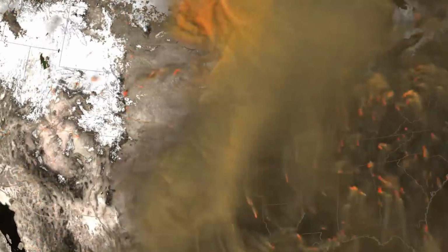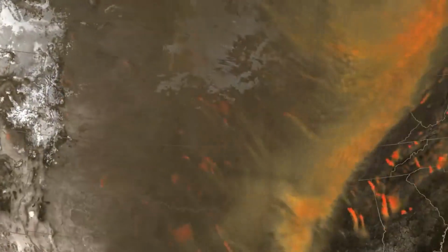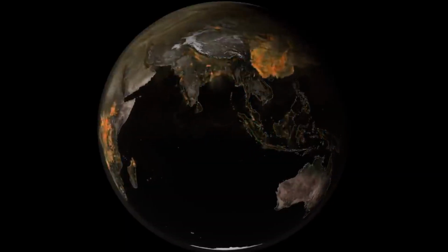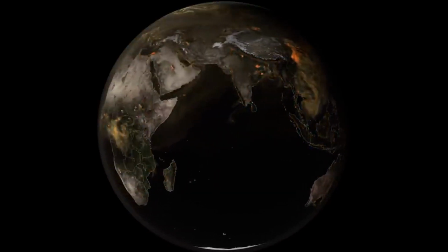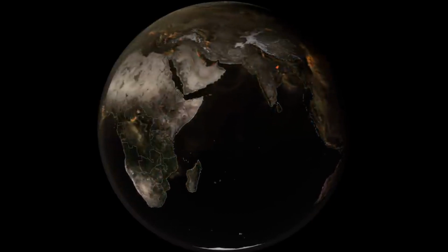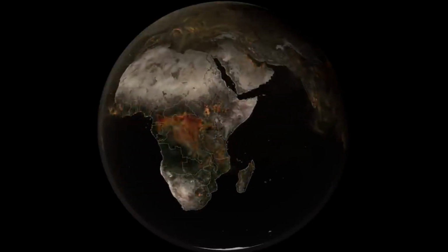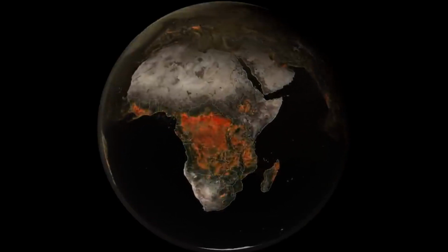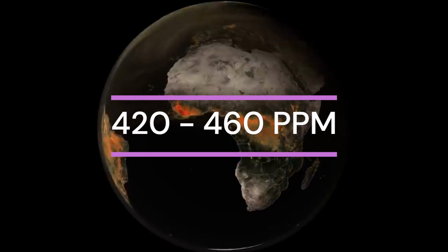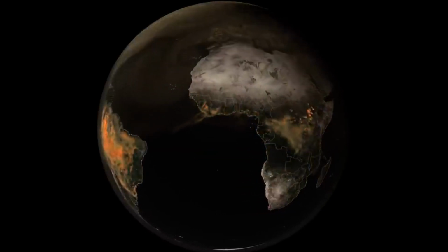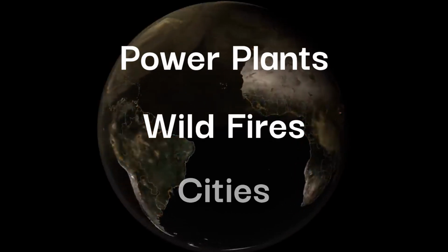The video shows orange plumes erupting from the surface of the earth and swirling around the planet. Over India, you can also see the greenhouse gas blowing from neighbor continents and also originating from the subcontinent. According to NASA, the pulsating oranges indicate CO2 concentrations of 420 to 460 ppm over India. The space agency explained that these orange plumes come from various sources including power plants, wildfires, and cities.